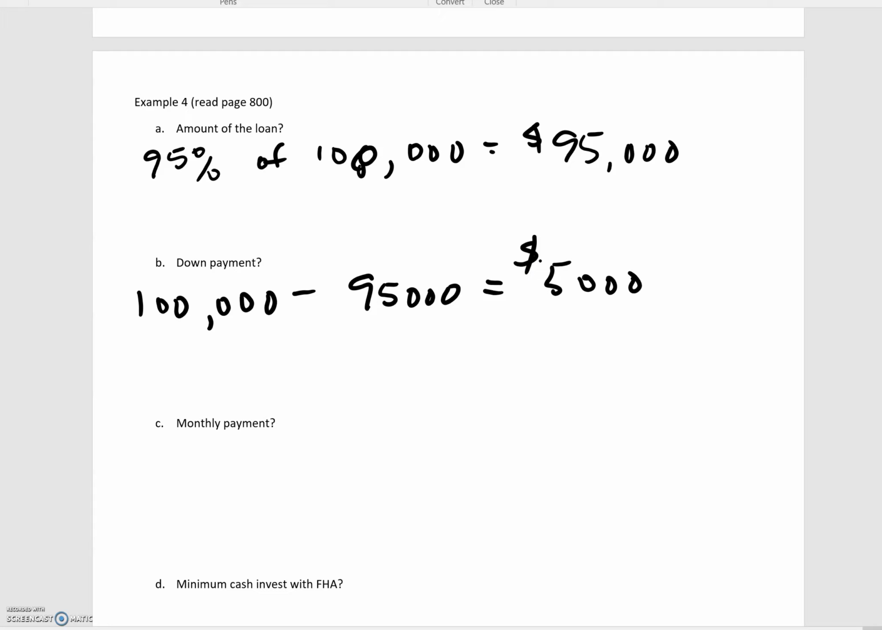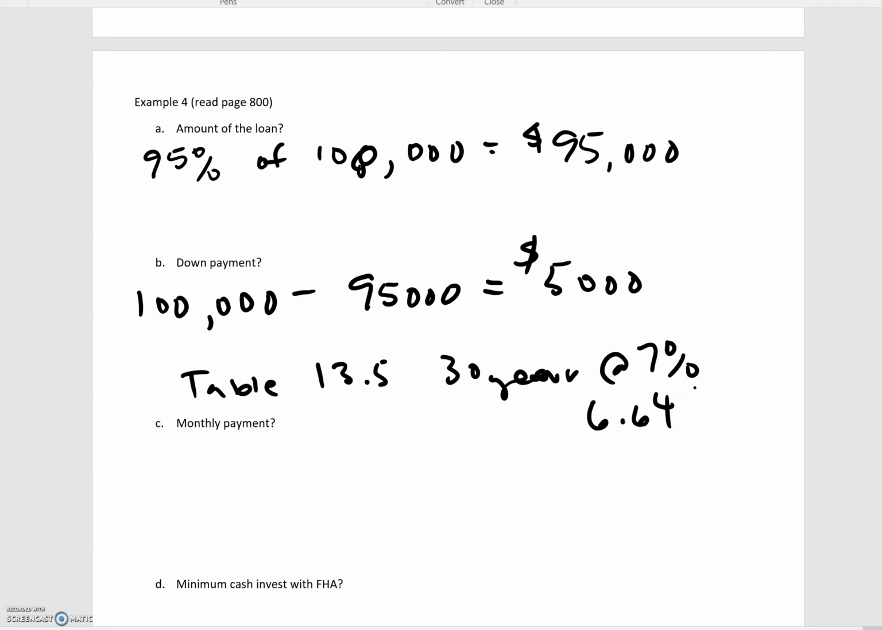So there's this really important table on this page, table 13.5, and this allows you to figure out the cost for every $1,000 of a loan. So if we go to table 13.5, and for this circumstance, it's a 30-year loan. So you go to the 30-year column, and it's at 7%. So you go to the row that says 7%.